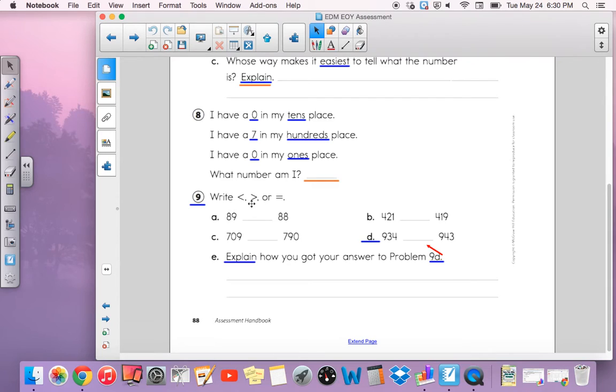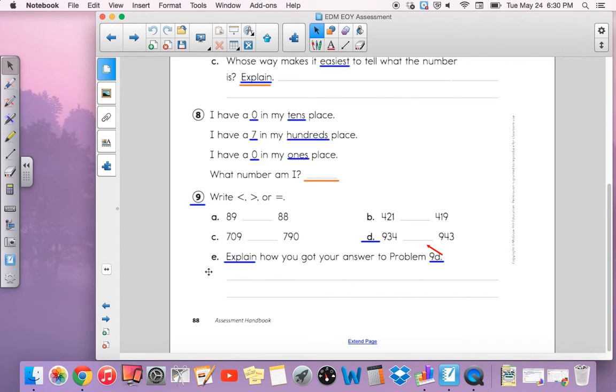Now we're going to come down to number 9. You're going to use greater than, less than, or equal to mark what these numbers are. Please be very careful. There's some tricky ones. Remember the trick I taught you when the numbers are the same and you're not quite sure, so you're going to be really careful. Remember the trick I taught you so you can see that wisely. Go ahead and do A through D.